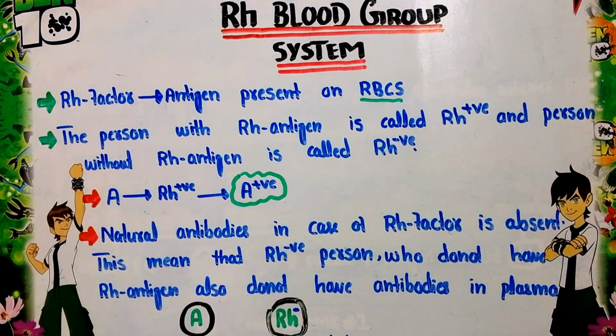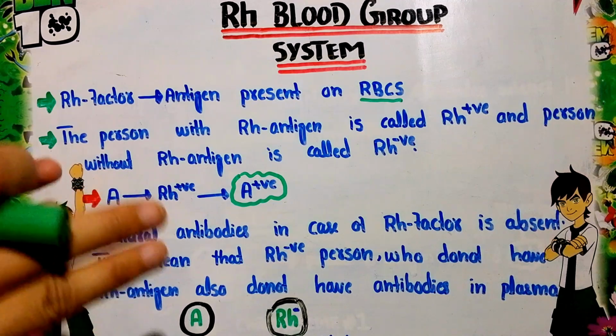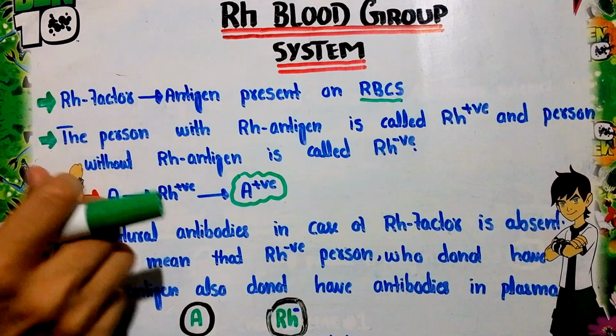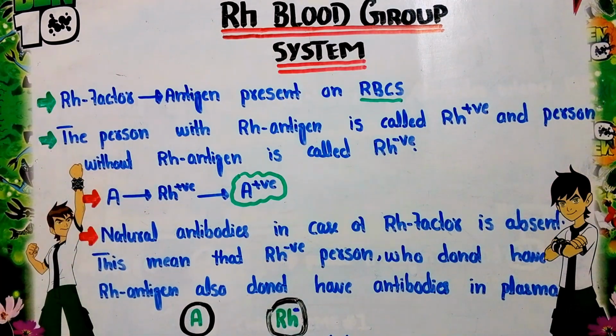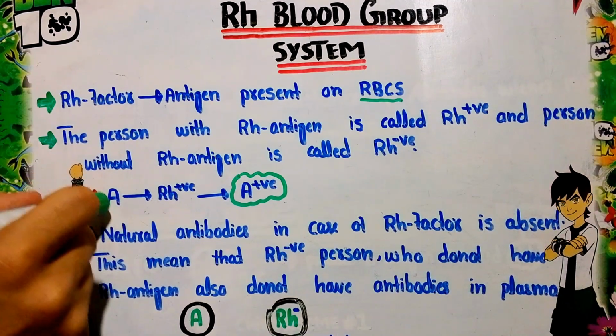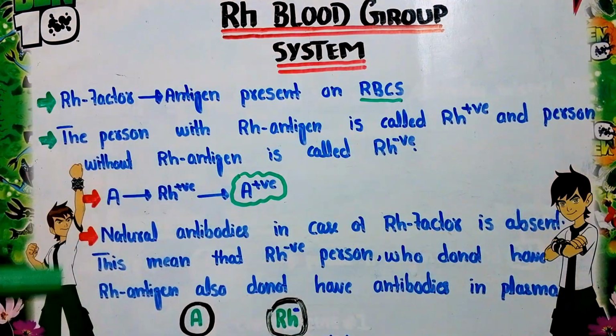Because on the surface of the RBC, the antigen decides the name of the blood group, that is, what type of blood group a person has. If I have antigen B on the surface of the RBC, I have blood group B. Suppose a person has blood group A. Now he has antigen A present on the surface of his RBC.